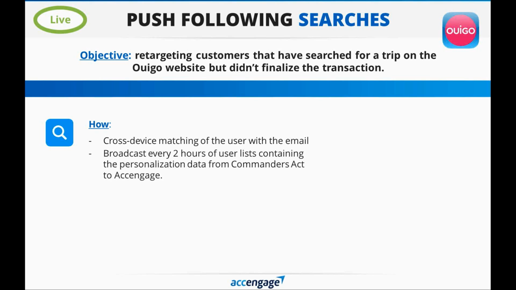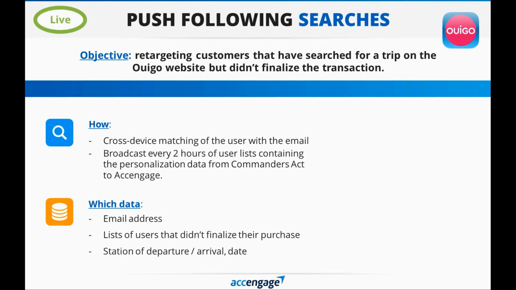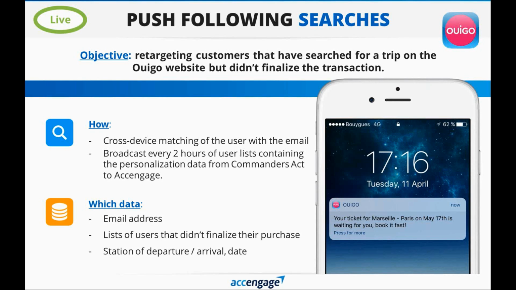And every 2 hours, the Commanders Act DMP sends a user list, which has basically the list of the users that are targeted by these use cases, and all of the personalization data that will be needed for the message on the mobile application and push notification channel. The information that is sent is the email address, the actual list of users that haven't finalized the purchase, and also some personalization fields such as the station of departure and arrival and the date of the trip that was looked for.